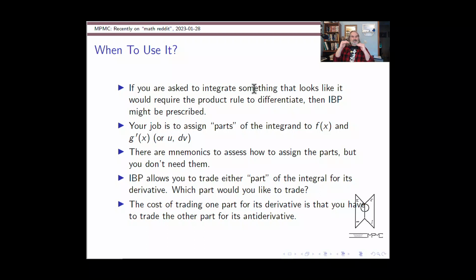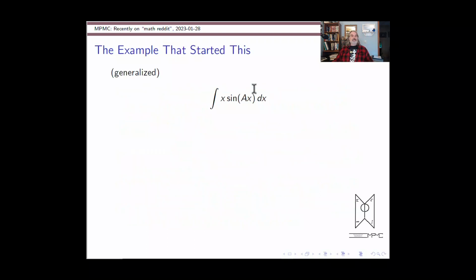One function's going to get a little bit less complex, but the other one's going to ratchet up. Now, which one leaves you better off? That's the choice. Okay. So the example that had this conversation around it looked like this.